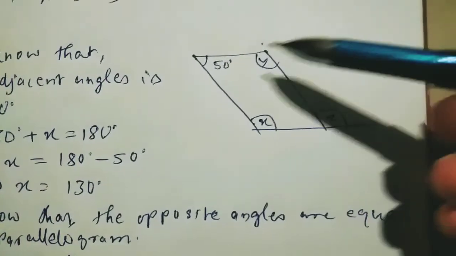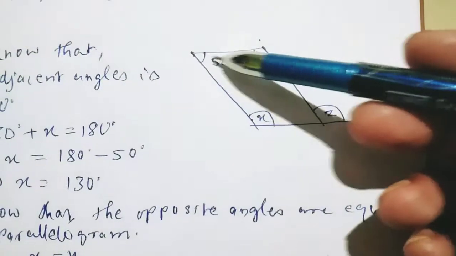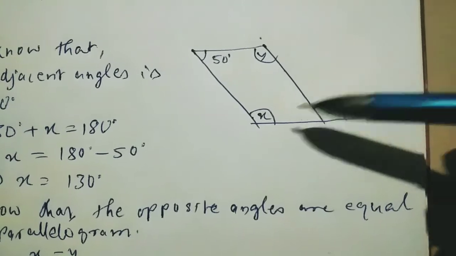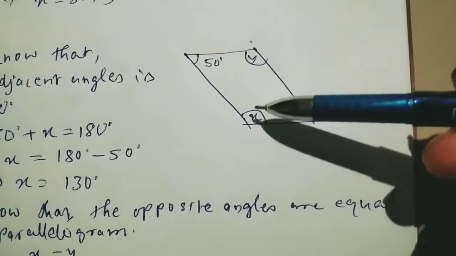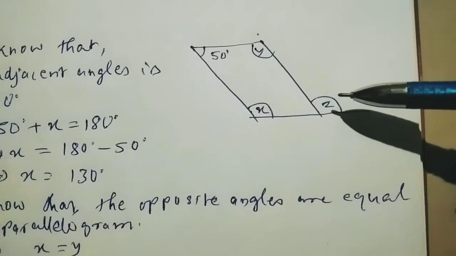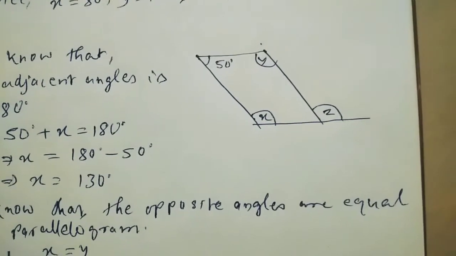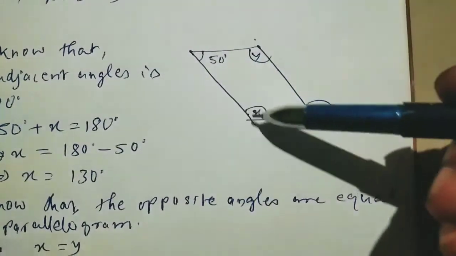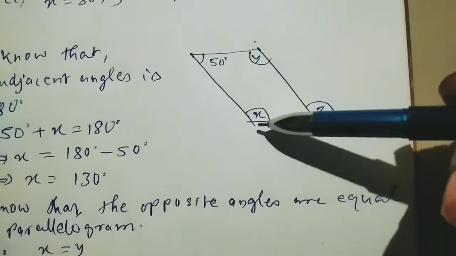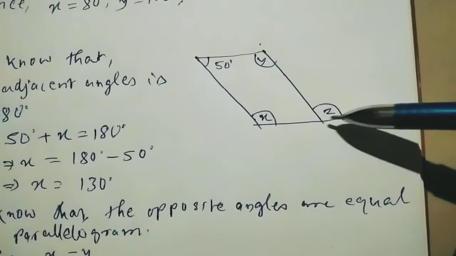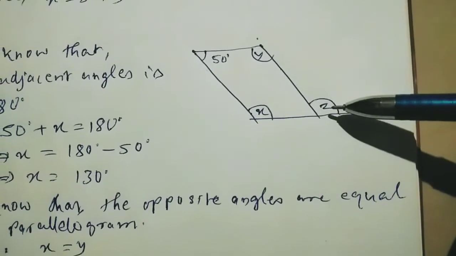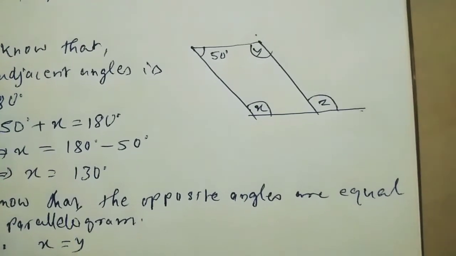How can you find the z? See, these are the two parallel lines. This line and this line are the parallel lines, and we know that this is a transversal line. So the corresponding angles are equal to each other. Okay, this is also parallel line. This line and this line are parallel to each other, and this line is the transversal line. So angle x equal to angle z, because the corresponding angles are equal to each other.